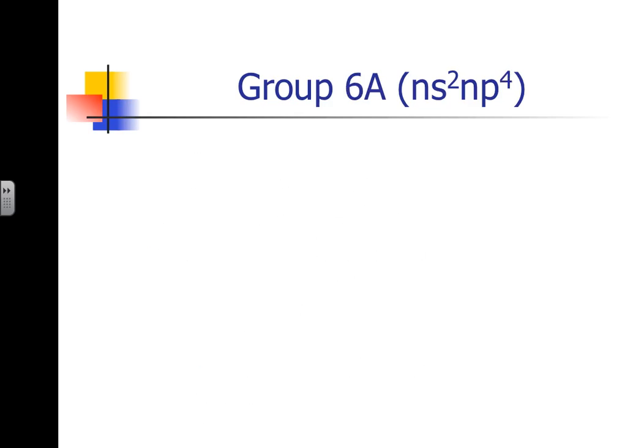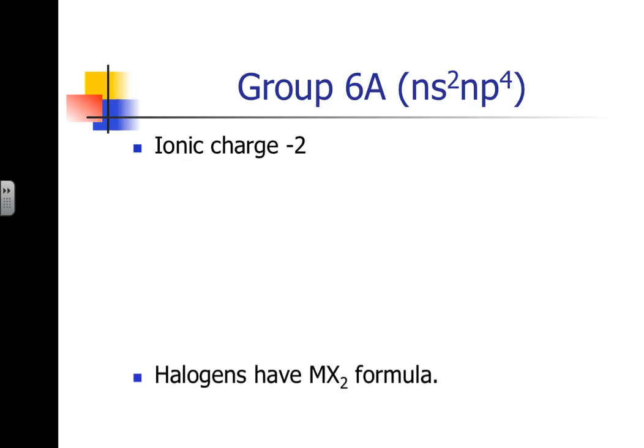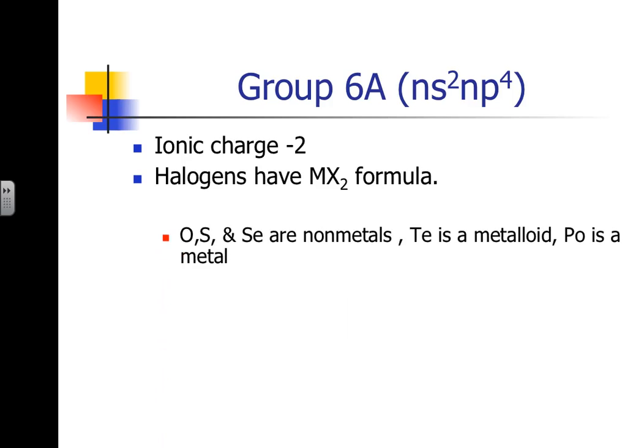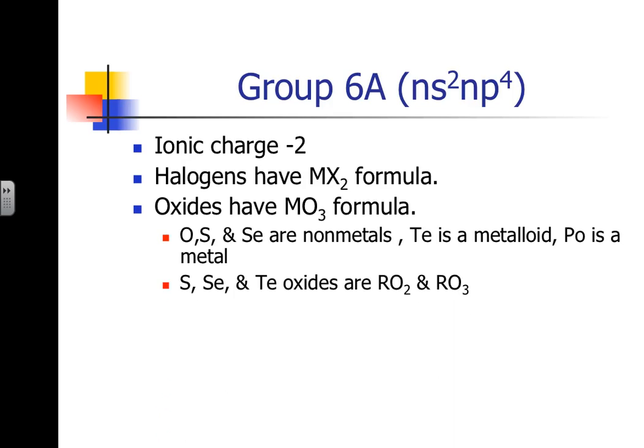Okay, for group 6A, we have an ionic charge of -2. So these are things like oxygen, for instance. When they combine with halogens, it's MX2. So like OCl2 would be an example of a halogen compound from group 6A. We do also have oxides that can form in here, and so you can take a look at this. We have some nonmetals, a metalloid, a metal, so they're going to, again, do various things.